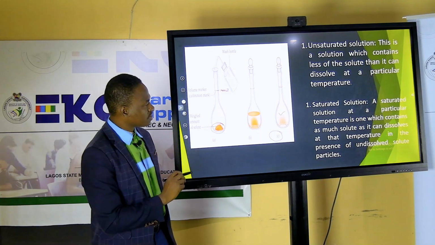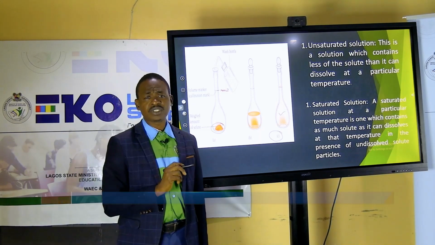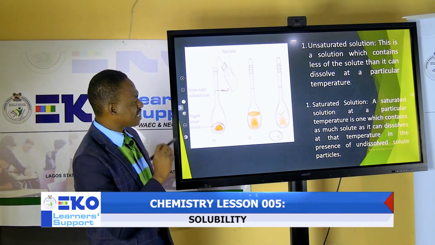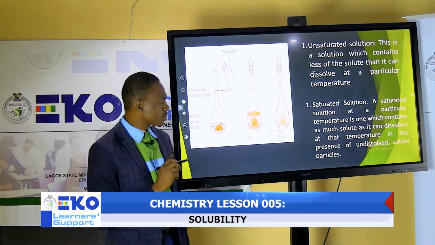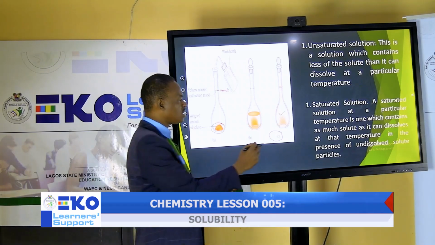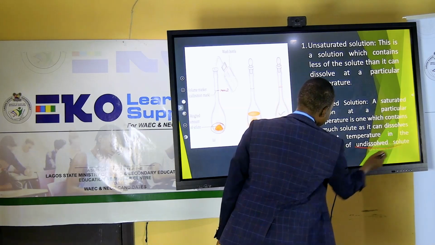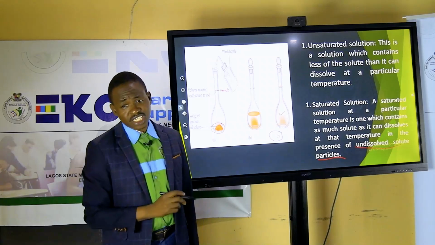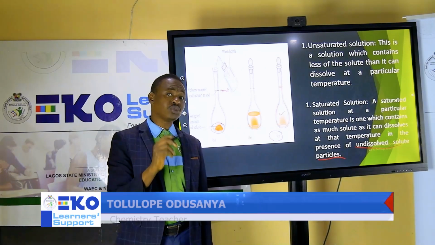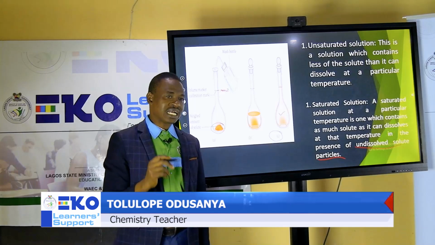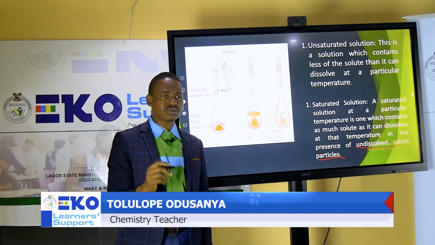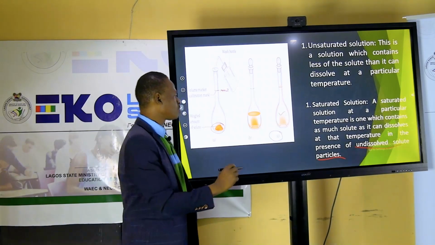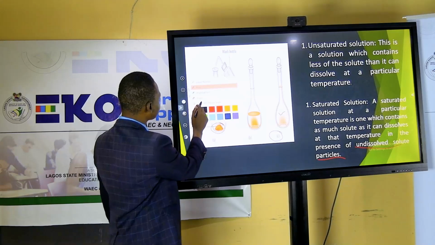So a saturated solution at a particular temperature is the one which contains as much solute as it can dissolve at that particular temperature in the presence of undissolved solute particles. That is very, very essential for you to be able to identify or to know that that solution has reached its saturation. There must be a presence of undissolved solute particles. Fine.